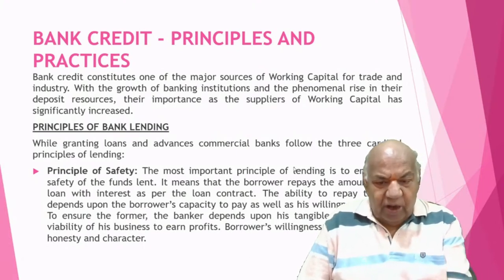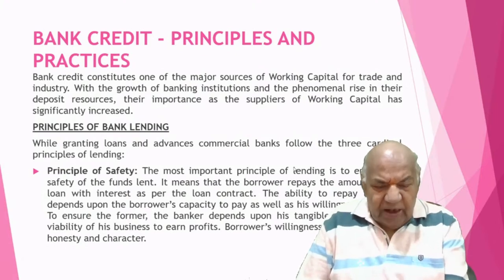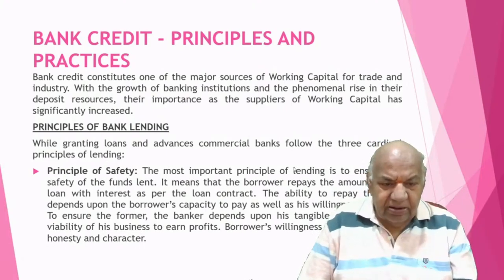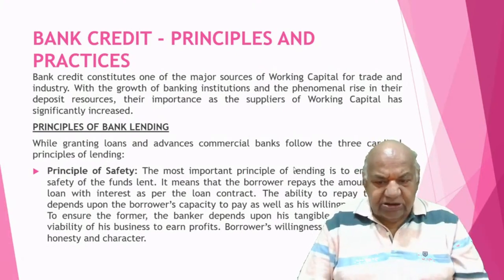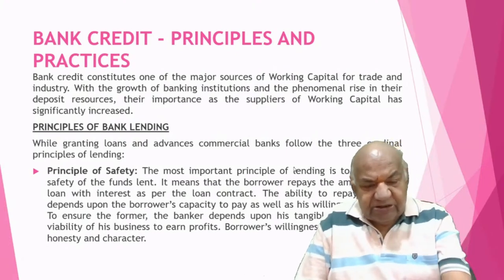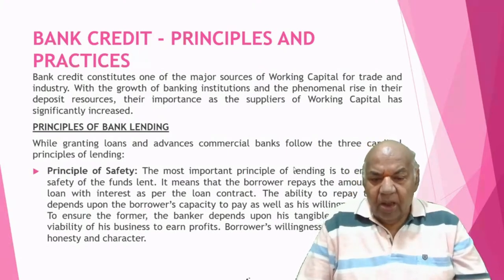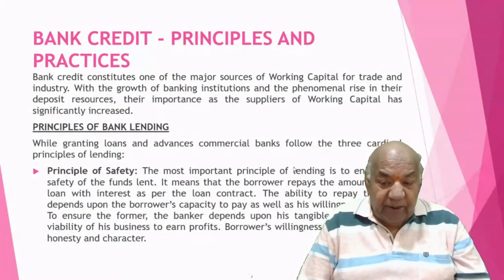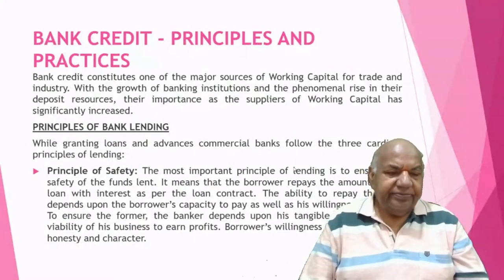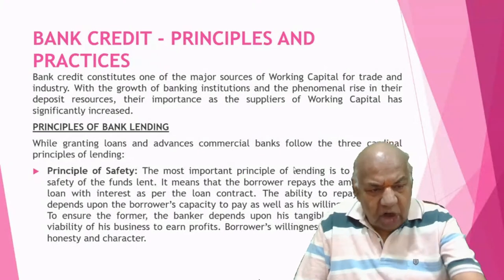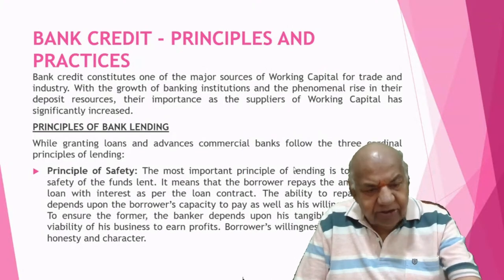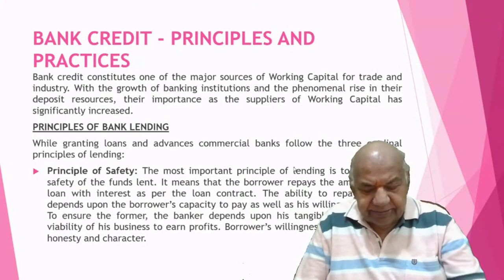Means if the borrower has got tangible assets and has given them as collateral to the bank, it is the borrower's capacity to pay and the viability of his business to earn profits. Borrower's willingness to pay depends upon his honesty and character. Or in short, you may say, principle of safety depends on collateral as well as character.